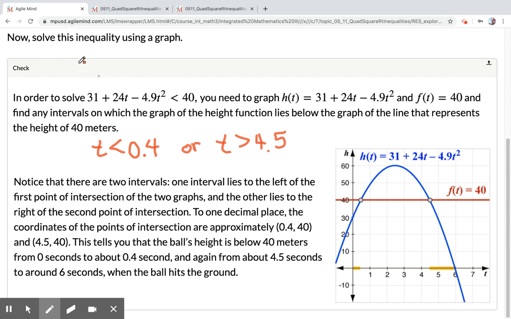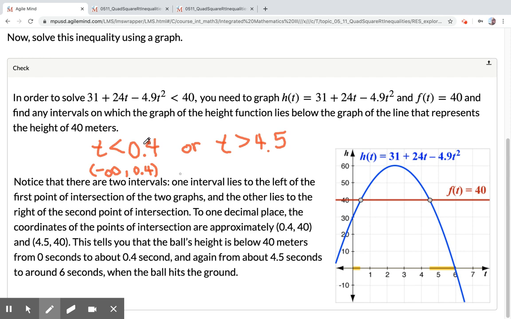Now I'm going to point out a few little things. One of the things I want to point out is there is no squashed equal sign here. So there is no squashed equal sign there. That also means that if you wanted to use interval notation, this means I'd go from negative infinity to 0.4. And it would be open at 0.4 because there's no squashed equal sign.